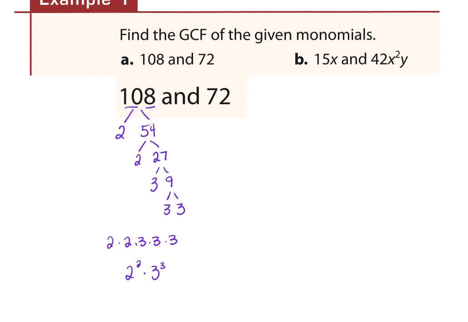Let's look at 72. We're going to do the same thing with 72. If I do 2 goes into 72, that's going to be 36 times. We're going to do this all the way down.